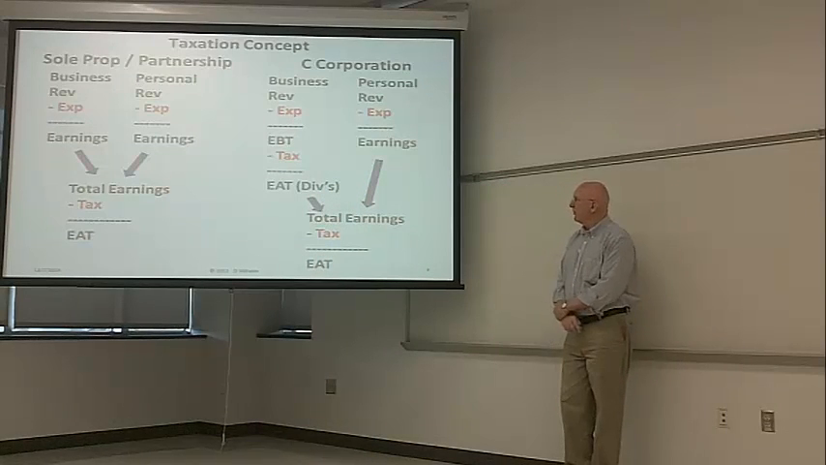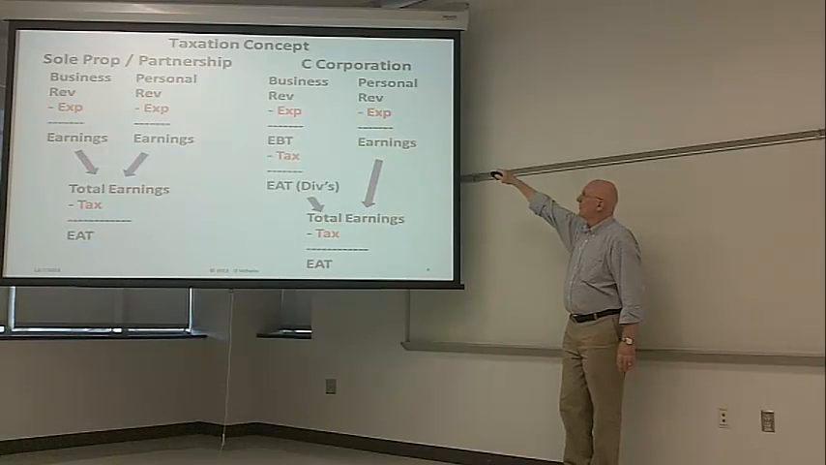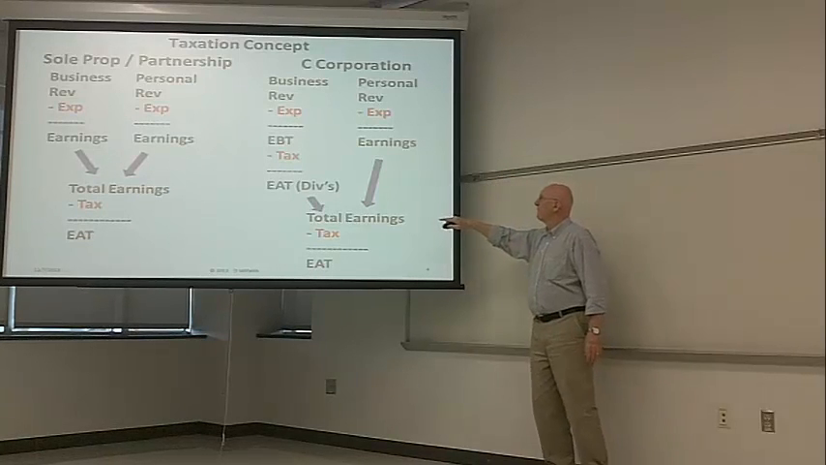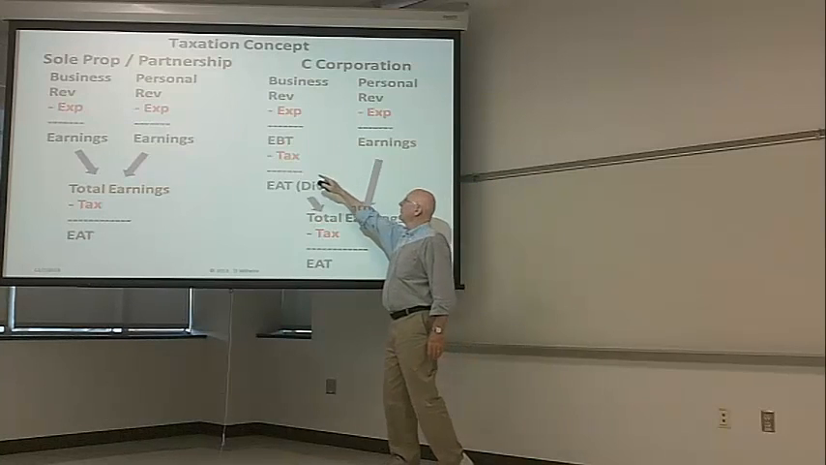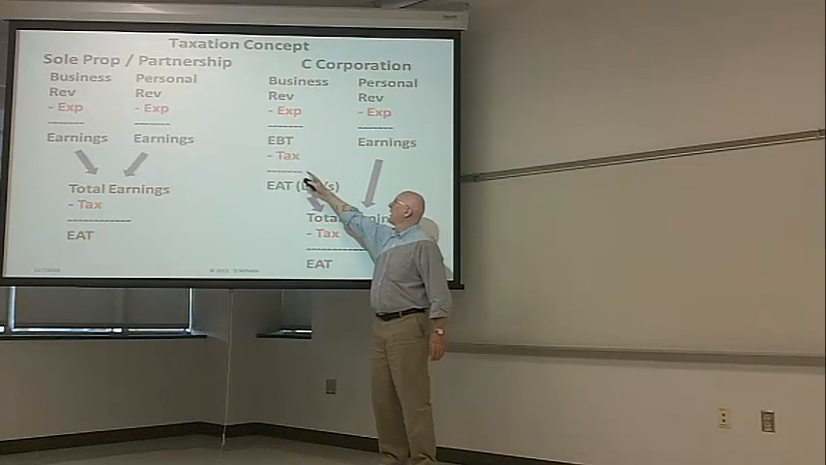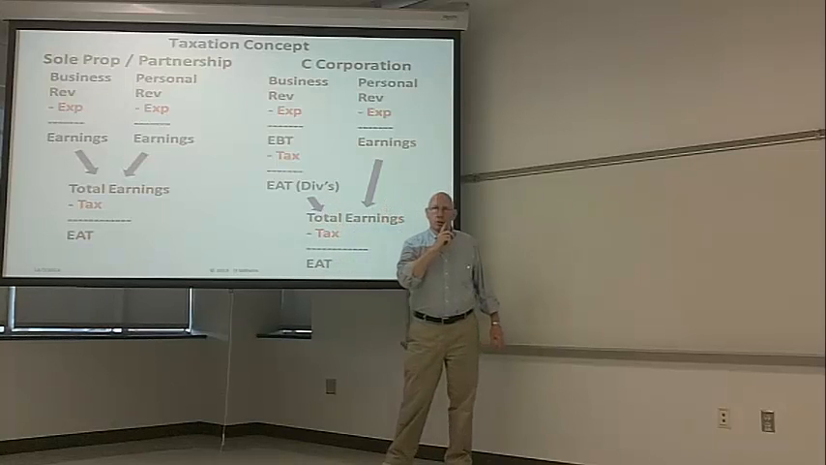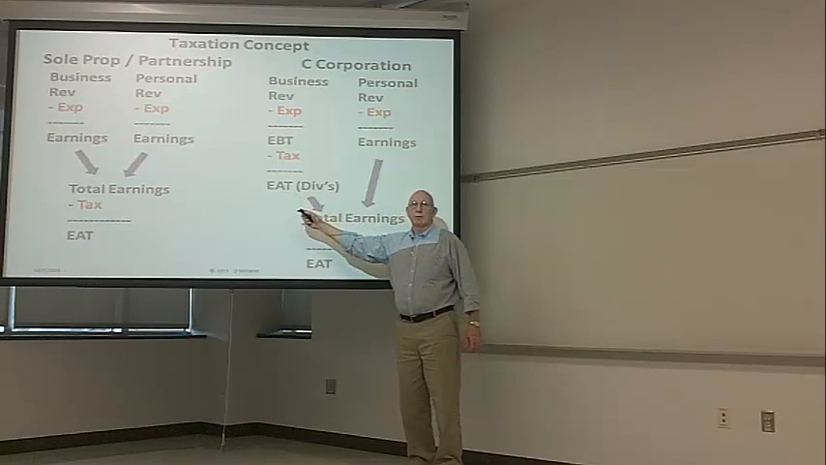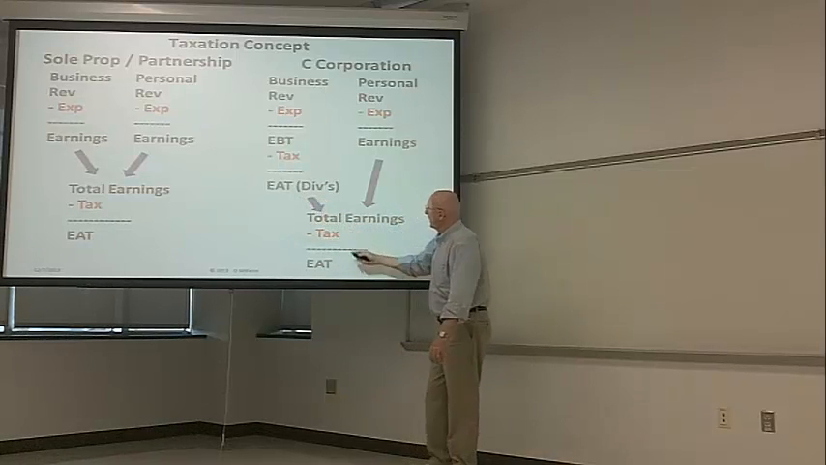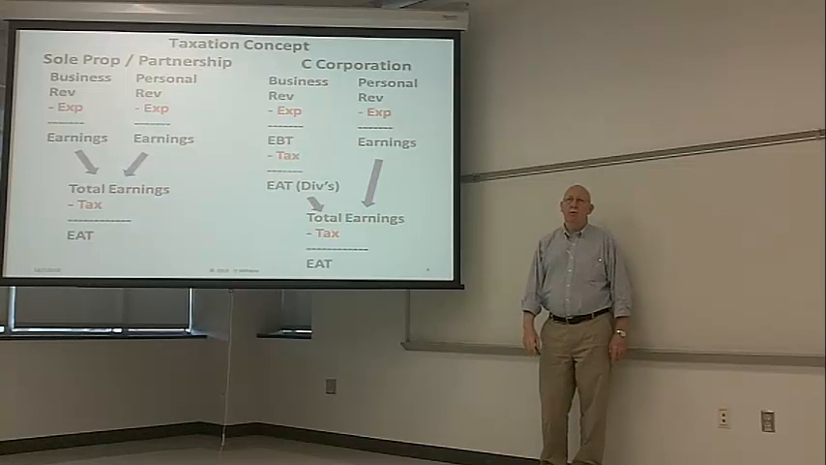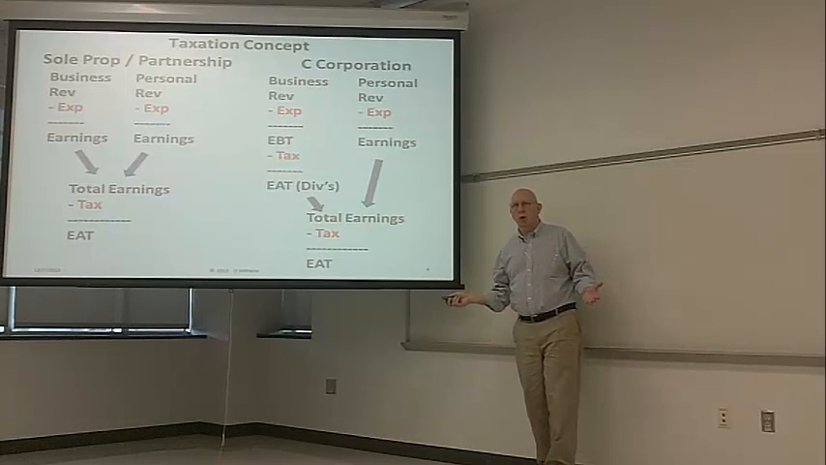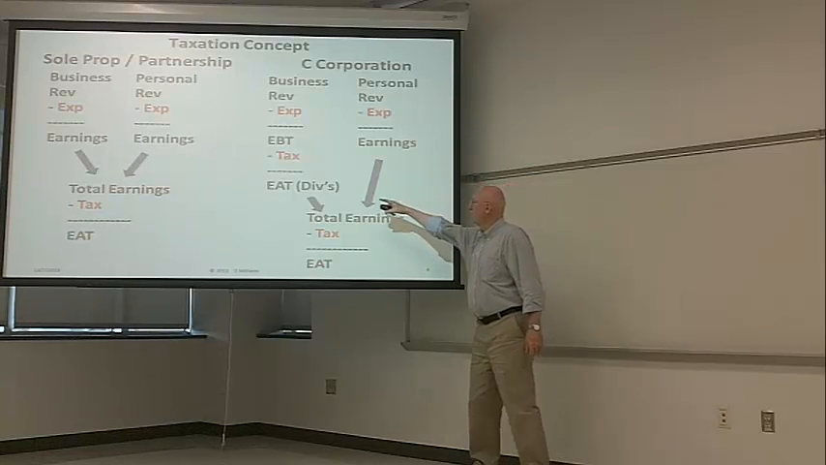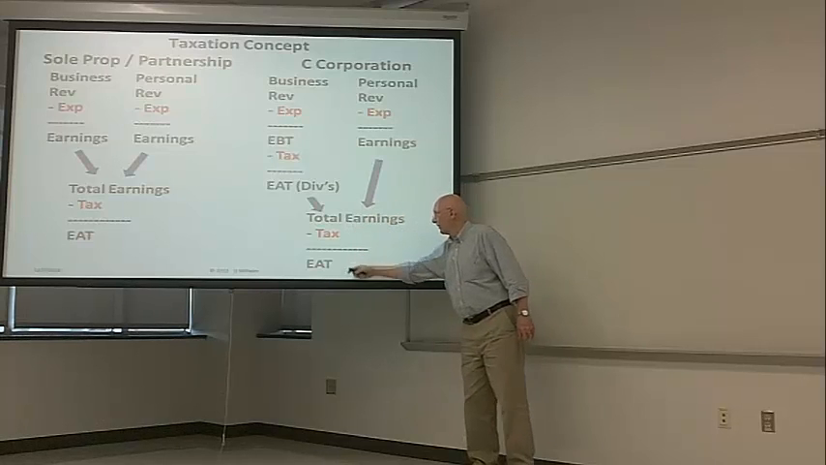If your earnings come from a C corporation, we still have revenue and expenses on the business and personal side, but now the business, C Corp business earnings are taxed at the corporate level. When the owners, stockholders, receive the dividends, they are then taxed on those earnings again. And that's where the term double taxation comes from. The personal earnings are added to what's left of the business earnings taxed out here.